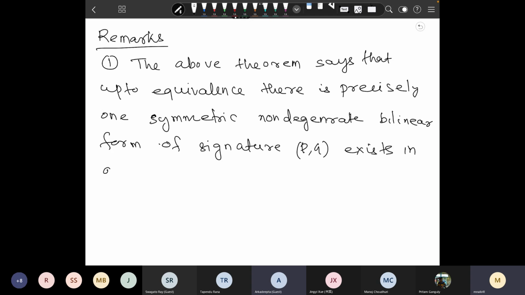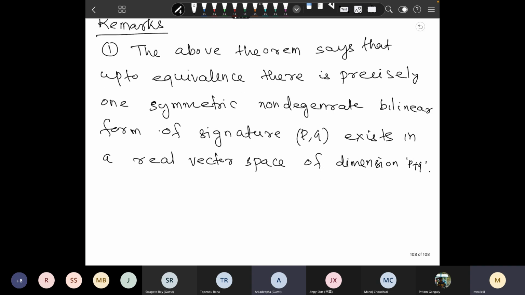In a real vector space of dimension P plus Q. Now the above theorem says that up to equivalence there is precisely one symmetric non-degenerate bilinear form of signature P, Q in a real vector space of dimension P plus Q. Actually, English is not that accurate, but you can make it precise.